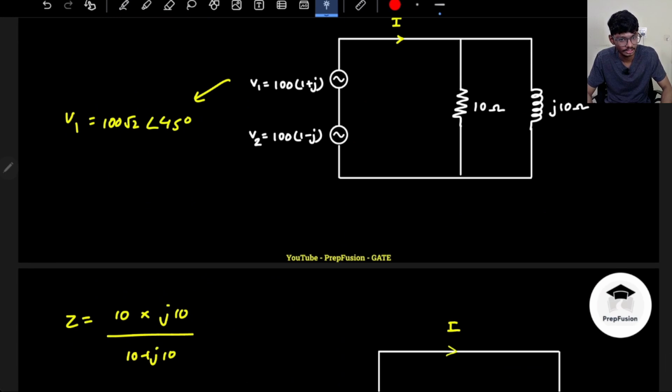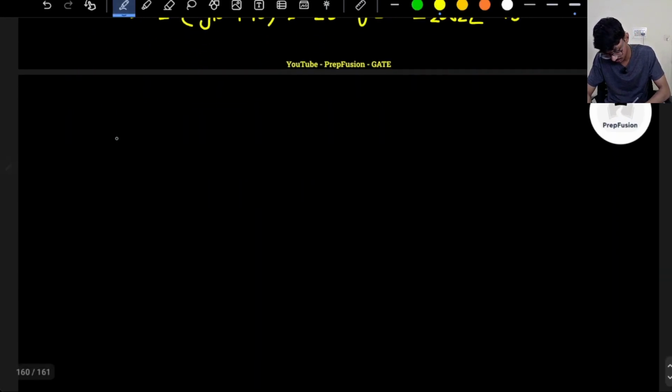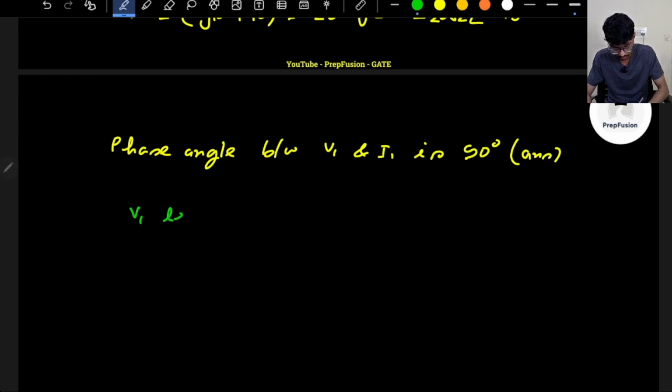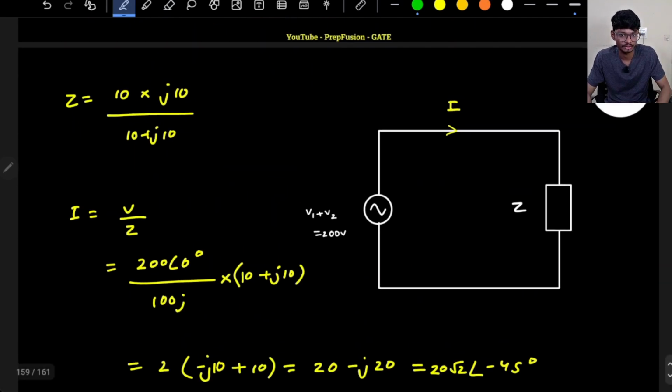The phase angle between V1 and I is 90 degrees. So I will write: phase angle between V1 and I is 90 degrees. This will be the answer. One more thing, I can also write that V1 leads I by 90 degrees.